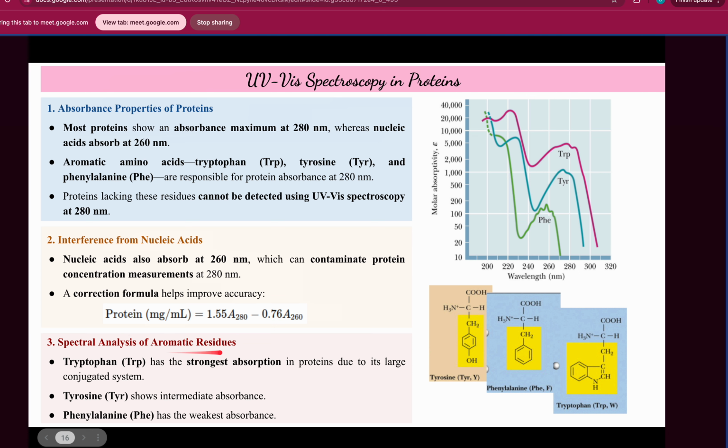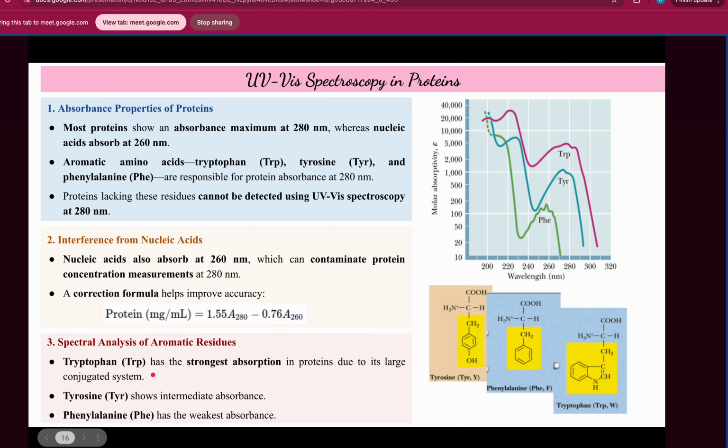Then comes spectral analysis of these aromatic residues. If we compare among these three residues, tryptophan has the strongest absorption in proteins due to its large conjugated system. Now, why do only these amino acids show this behavior? Because a conjugated system is present. These are all aromatic amino acids, and due to the presence of this conjugated system, there is a possibility of transitions, with the help of the double bonds. That's why electronic transitions can happen in these amino acids, and that's why they absorb UV or visible light so that they can undergo transitions.